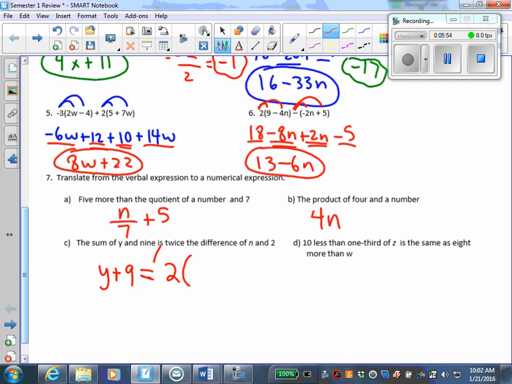So I need to put parentheses around this. That means n minus 2. Difference means subtraction. I must have the parentheses there because I want twice the whole difference, not just twice n. I want the difference of n minus 2 doubled.